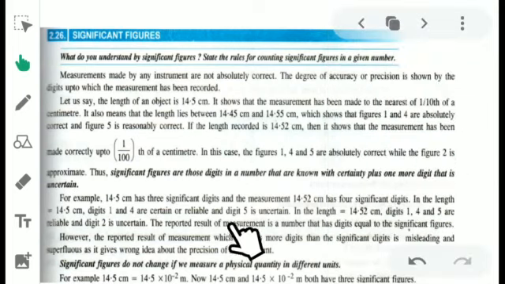See, significant figures do not change if we measure a physical quantity in a different unit. Suppose 14.5 centimeter, that is 14.5 into 10 to the power minus 2 meter. In both cases the number of significant digits is the same. This is also a very important point.